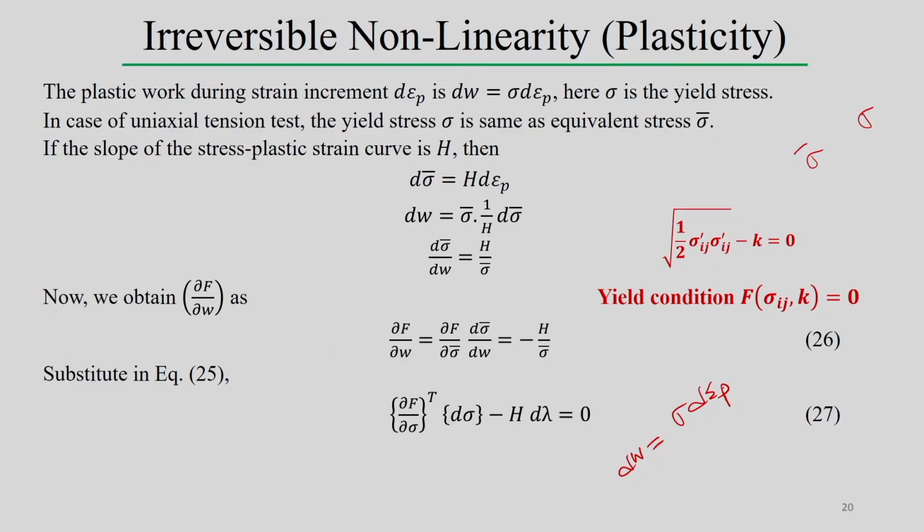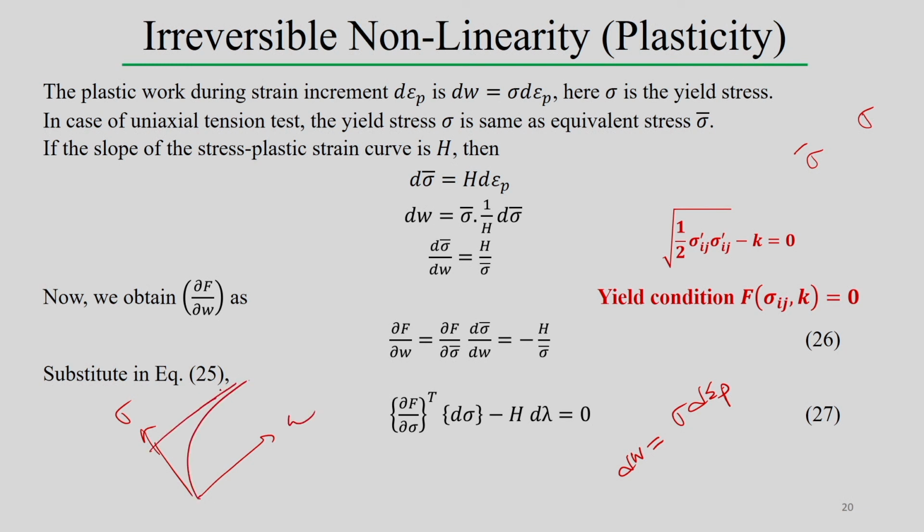So, once there is a need to replace the single component of the stress value, we can replace it in the form of the equivalent stress. Even that equivalent stress itself is a function of all the other stress components. Therefore, the uniaxial tensile strength sigma is the same as the equivalent stress sigma bar value. So, if the slope of the stress plastic strain curve is equal to h, then we can look into this stress strain curve, the slope.